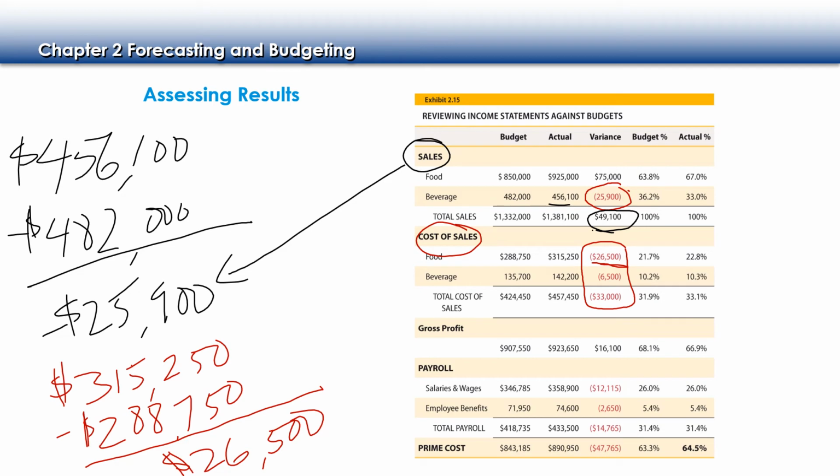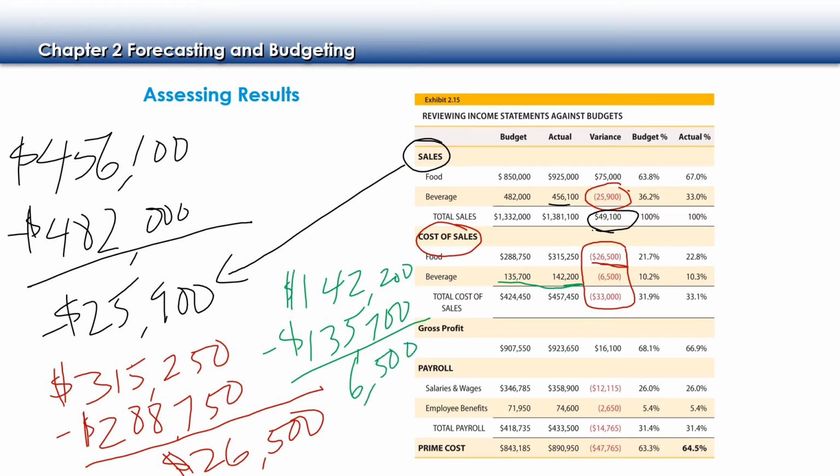We spent more money than we budgeted on food. Okay, now let's look at our beverages. We budgeted $135,000, and we spent $142,200. Okay, which means we subtract those two numbers and we have a situation where we spent more, $6,500 more on our beverages than we budgeted.